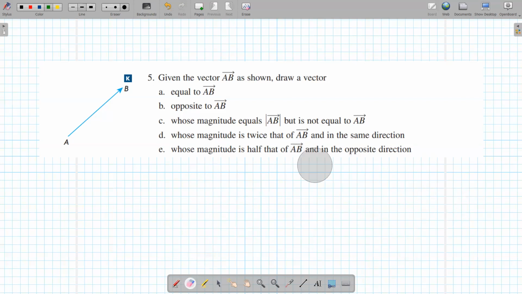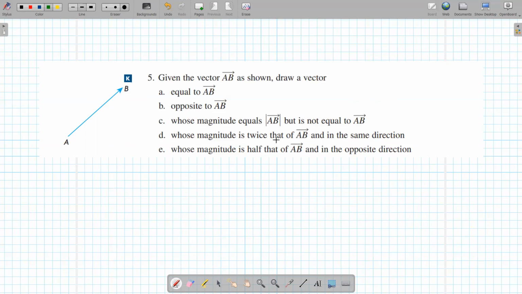C, whose magnitude equals AB, but it's not actually equal to AB. So that means we're looking for a vector that has the exact same length as AB. Magnitude equals the absolute value of AB means the exact same length. We're not concerned with the direction, just its length, the number, but it is not equal to AB. What do you think that looks like? Same length, but not same direction. There's infinite ways to do this. Could be this. Let's say this is 5 units, but it's not equal to AB because it's going in a different direction. So that's what question C is saying.